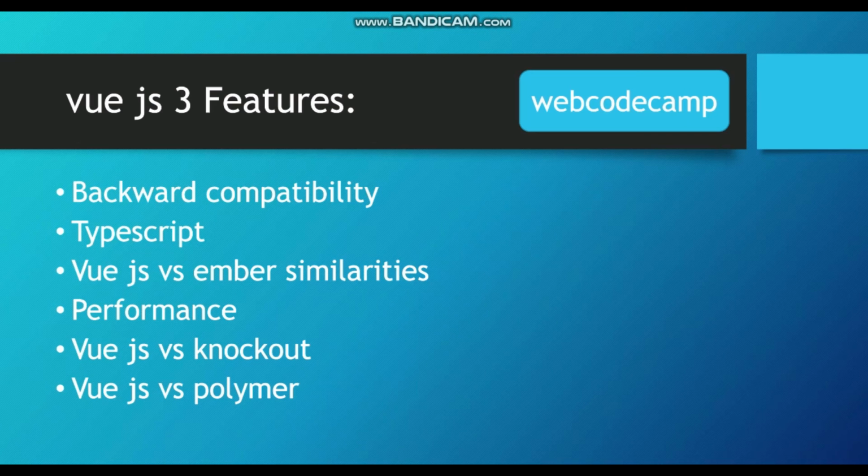In comparison, Vue.js allows easy use of JavaScript, HTML and CSS. Polymer uses web components features and requires polyfills for browsers which do not support them. Vue.js doesn't have such a dependency and works on all browsers, IE 9 plus. And in this tutorial, next I will discuss all the features of Vue.js 3.